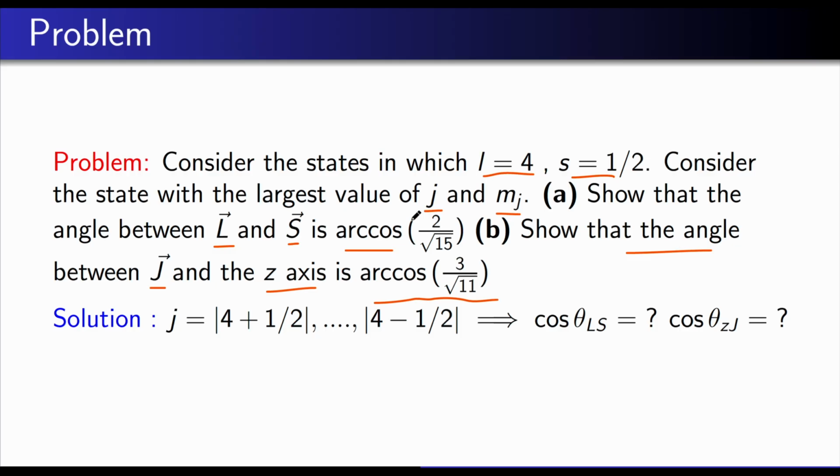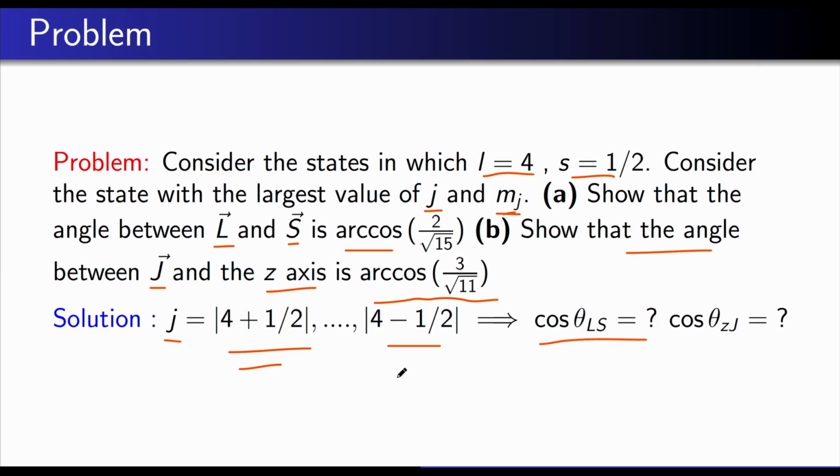So we have to find out the largest value of J, and once we find the largest value of J, we can find out the largest value of Mj. And this is also not difficult. J can take the values from 4 plus half to 4 minus half. So easily we can see what the largest value of J is. And once we have it, we can also find the largest value of Mj. From here we can find cos theta LS.